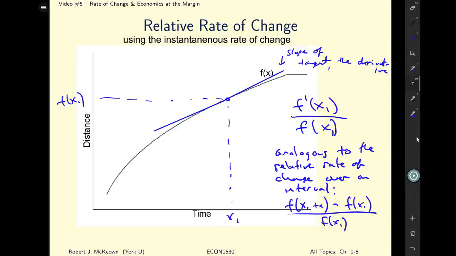Here, the relative rate of change is telling us how much distance the ball traveled in this instant, relative to its total distance traveled. So how far did the ball travel in the last very tiny sliver of time relative to the total distance traveled?